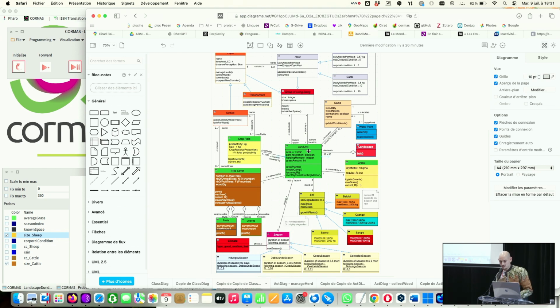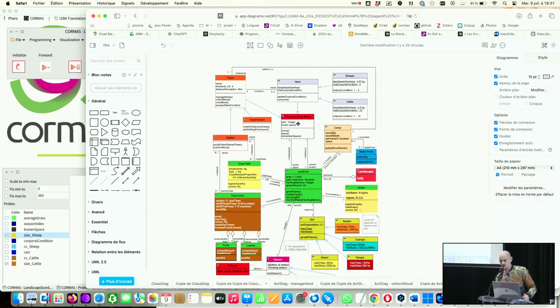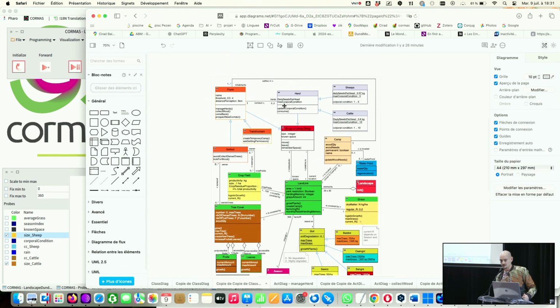And there is a group of living beings, and in it we have families, and they conduct herds, and herds are either sheep or cattle. And that's it. So this is the class diagram. It just shows what the components of my agent-based model are.